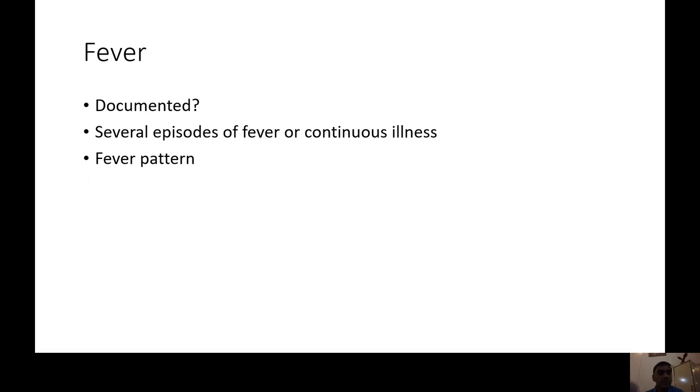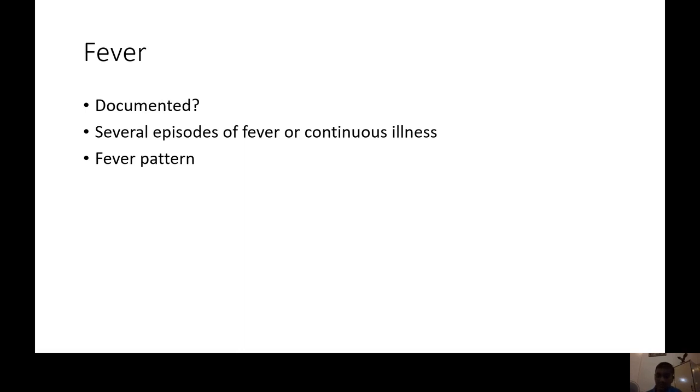So what are the important points in the history that we must concentrate on when evaluating a PUO patient? I won't go into too much detail, but I will highlight the more important points. So we definitely have to ask questions about the fever. It's always important to ask if the fever is documented.